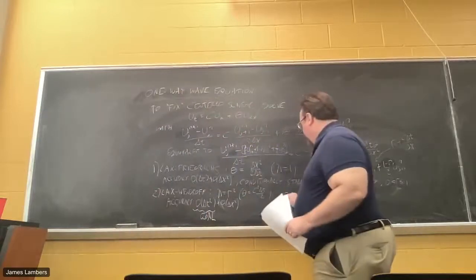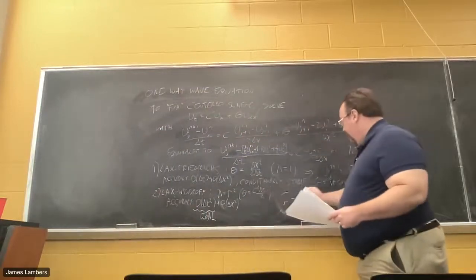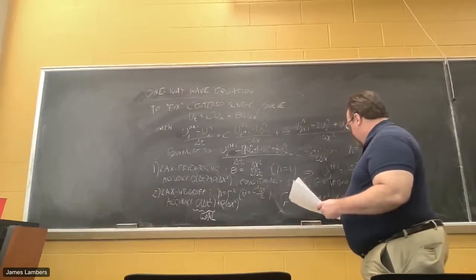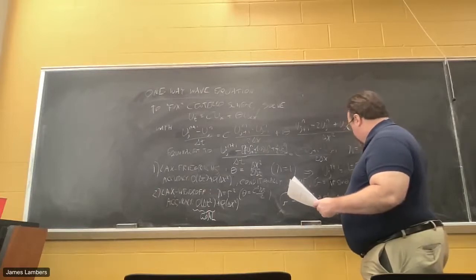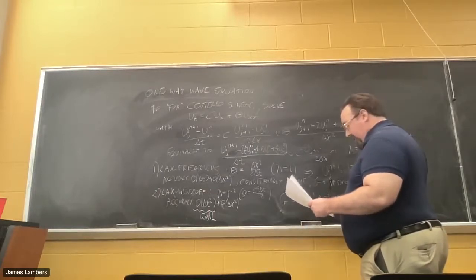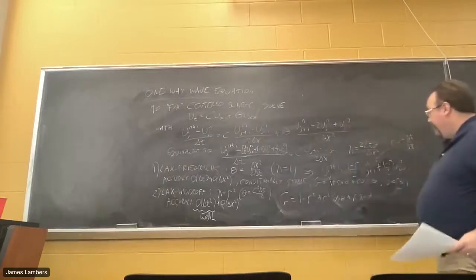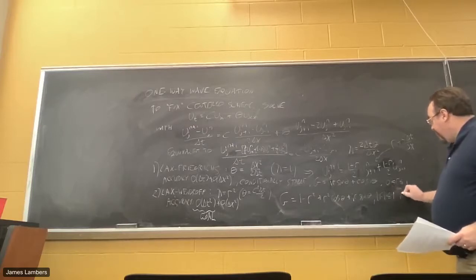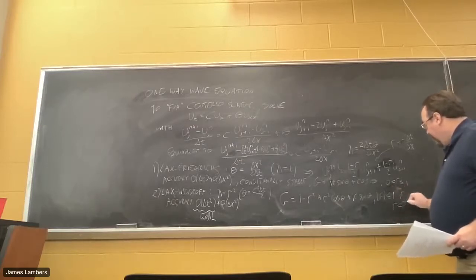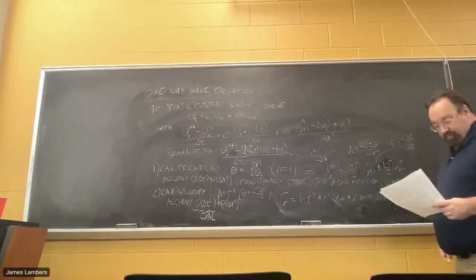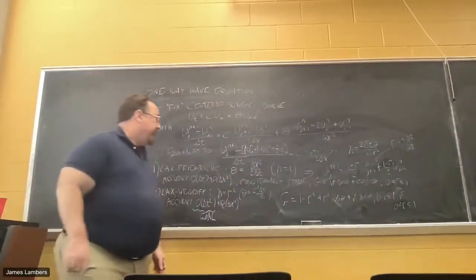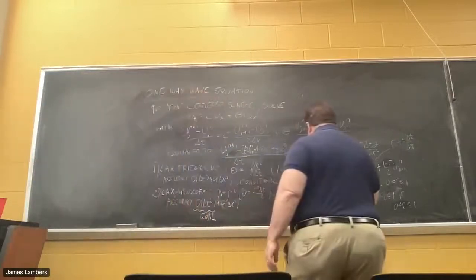The growth factor G is 1 minus r squared plus r squared cosine theta plus i r sine theta, and its absolute value is less than or equal to 1 with the same condition on r: it must be between 0 and 1. So again, conditionally stable.